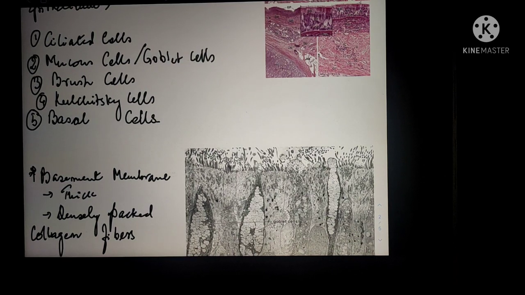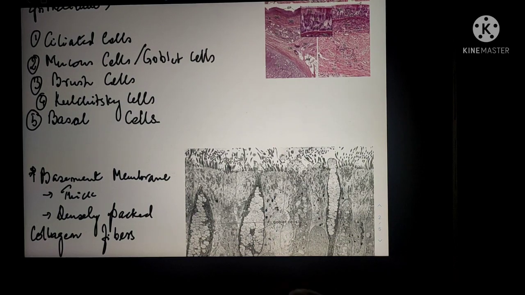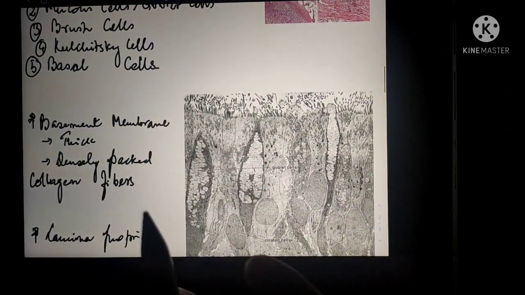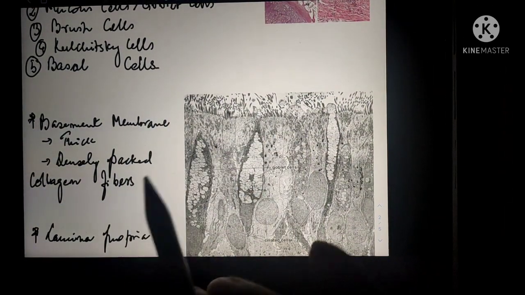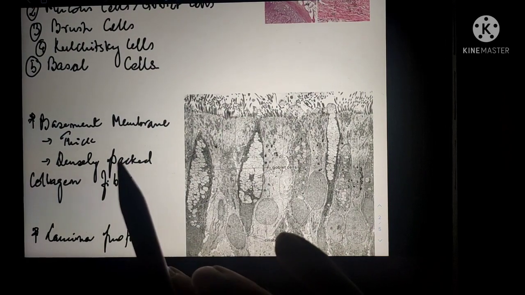The final cell present in the epithelium are the basal cells. These are reservoirs of the cell population. So if there is any damage or any death of the cells, these cells will divide and replace those cells in the epithelial lining. The epithelium of the trachea has a distinctly thick basement membrane with densely packed collagen fibers.